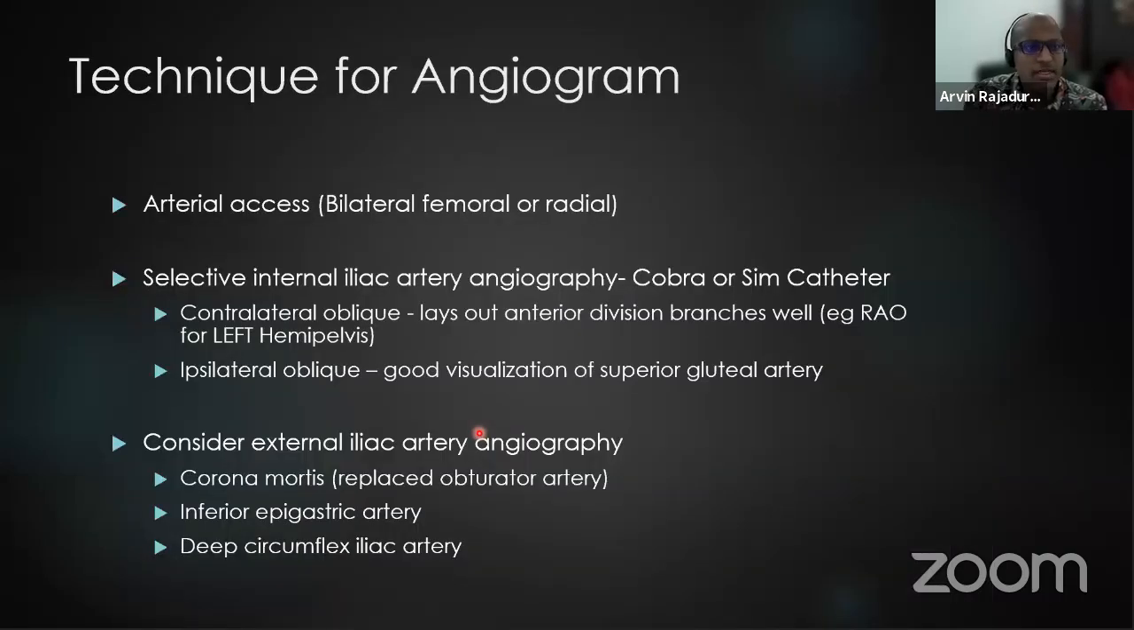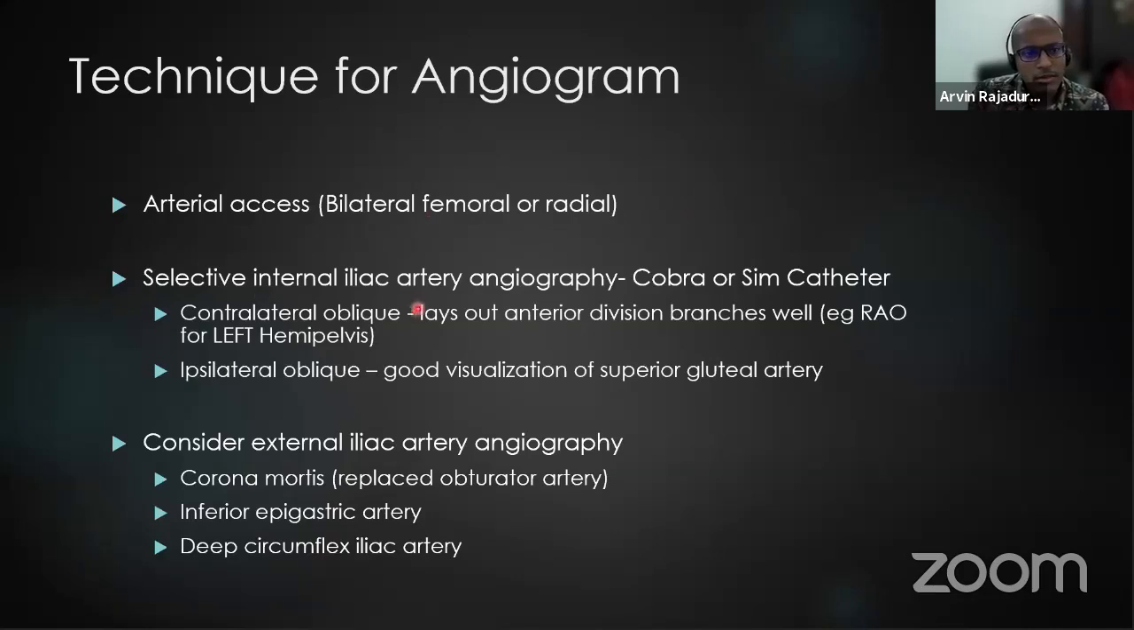So as I explained, the technique is either from bilateral femoral or radial, but most of the time it's easier for us to access from femoral, because from radial, most of the time the patient either has a lot of lines or may have a fracture of the upper limb, or may have an associated vascular injury somewhere in the thorax, and that may be a problem for you.